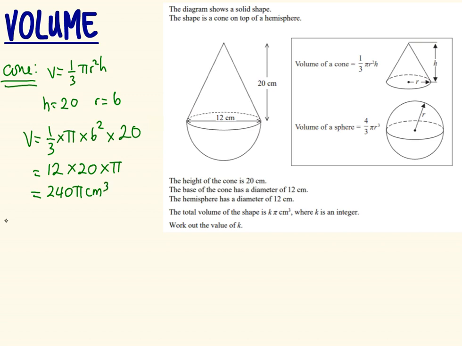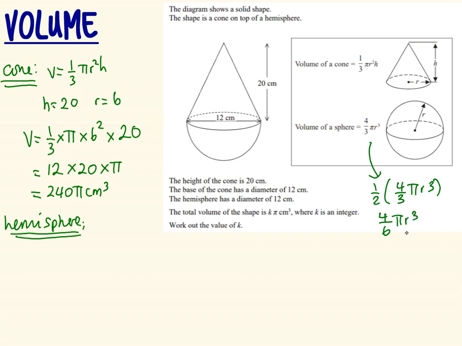We can do a similar thing now for our hemisphere. With our hemisphere then, that formula that we've been given is for a full sphere. So I don't actually want that, I want half of that. So I want half of 4/3 pi r cubed. And if I multiply that out, that's going to be 4/6 pi r cubed, which if I simplify that fraction is the same as 2/3 pi r cubed. So we've got our volume of that hemisphere is going to be 2/3 pi r cubed, and we've got that our radius is 6 centimetres.